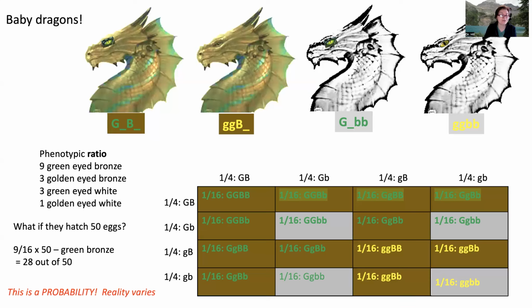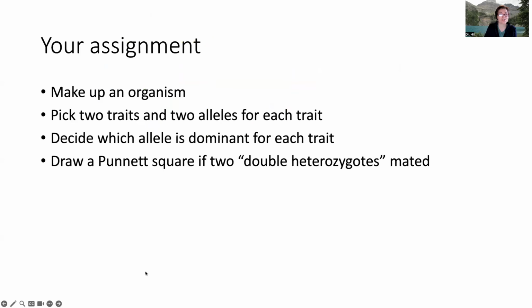In any case, you don't have to worry about this part so much. What's your assignment? Make up an organism, decide 2 traits that you're going to follow, and assume that those traits are each coded for by 1 gene that has 2 alleles where 1 allele is dominant. Then draw the Punnett square as if 2 double heterozygotes were mating, and you can use my little walkthrough as a template, and bring that to class on Wednesday.